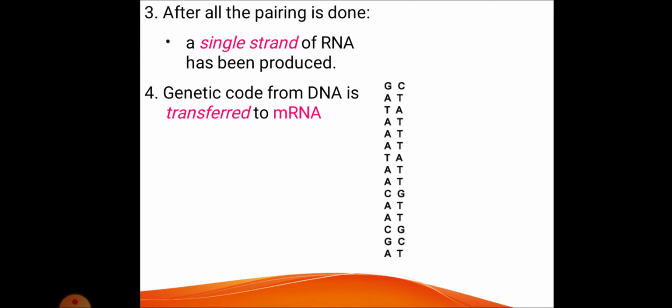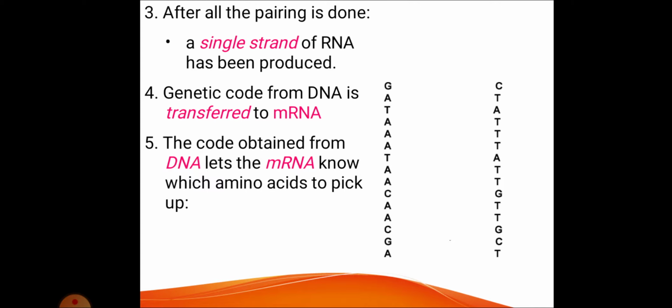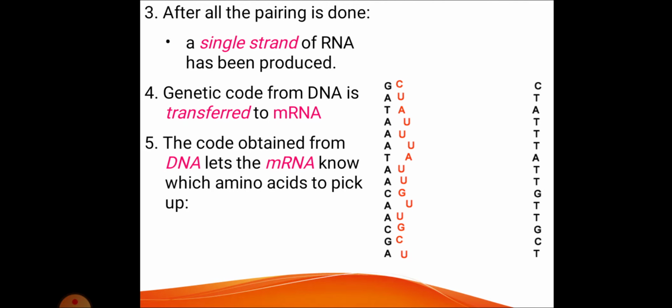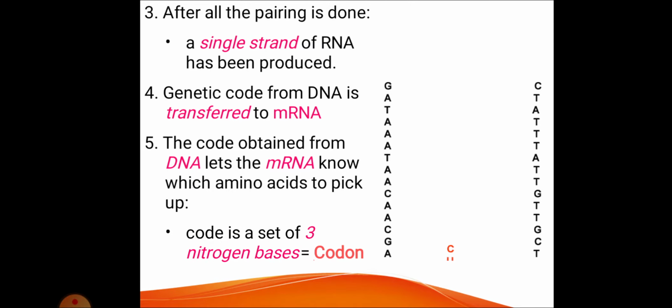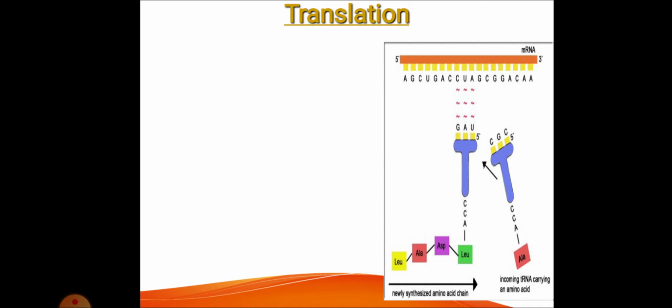That's it, guys. And number 5, the code obtained from DNA lets the mRNA know which amino acids to pick up. Okay, that's it. The code is a set of 3 nitrogen bases, or what we call a codon. Okay, that's the image of transcription. And we will go further about translation.